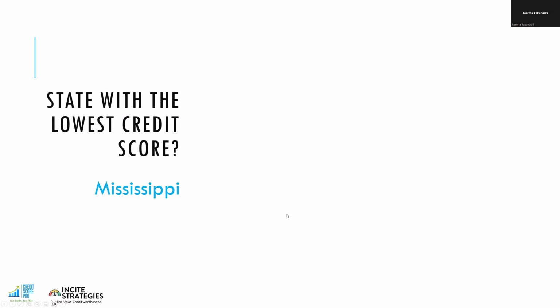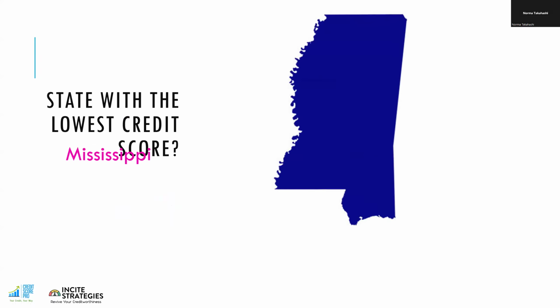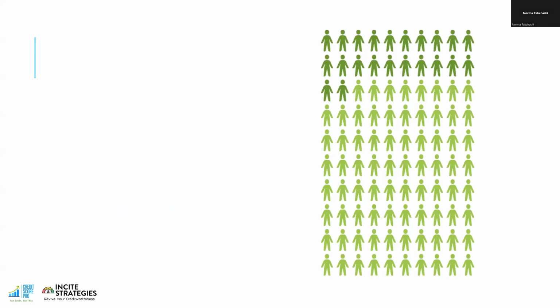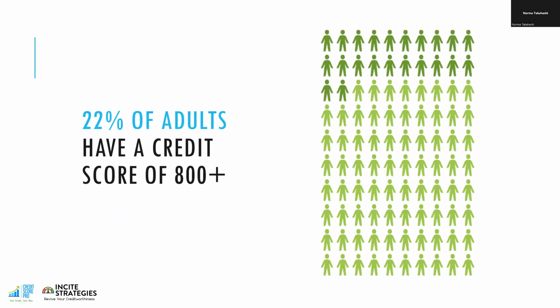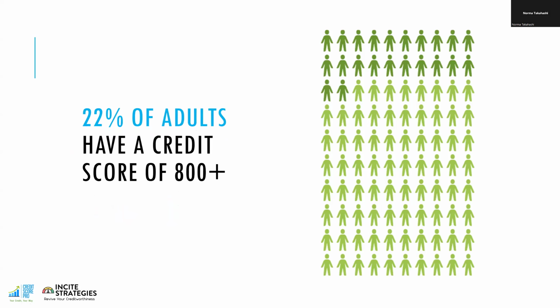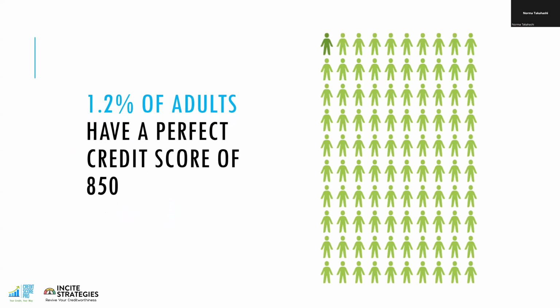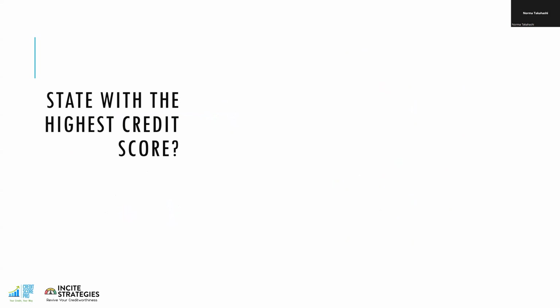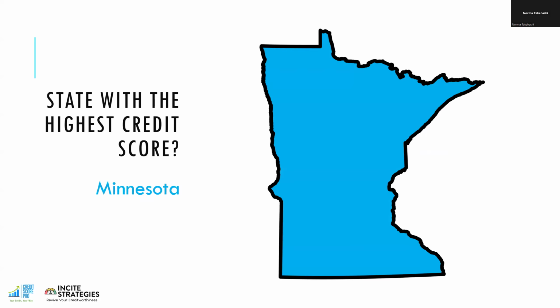All right. So Mississippi is the state with the lowest credit score. And I have too many transitions here. I couldn't figure out how to undo them, so we'll live with that. And 22% of adults have a score of 800 plus, which is a fair amount. And 1.2% maintain the score of 850, that perfect credit score. And the state with the highest credit score is Minnesota. So I just went and told you since no one wanted to guess on the first one.